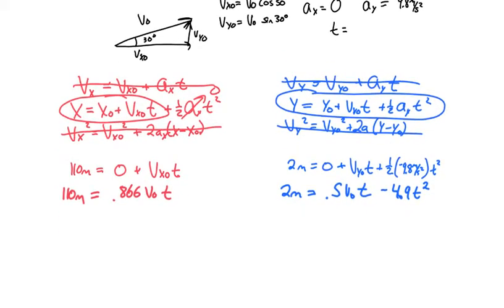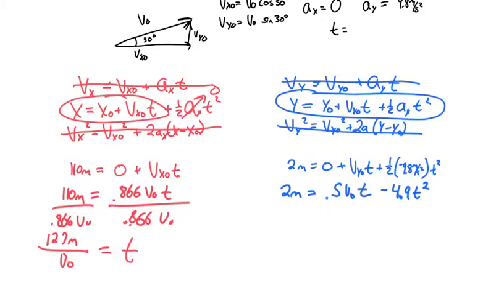So the 0.866 v naught t, I'm just going to go ahead and divide both sides by 0.866 v naught, and I'll just calculate the value for 110 over 0.866, and so that gives me 127 meters over v naught is equal to t. And then I can take that and put it into this equation every time I see a t.